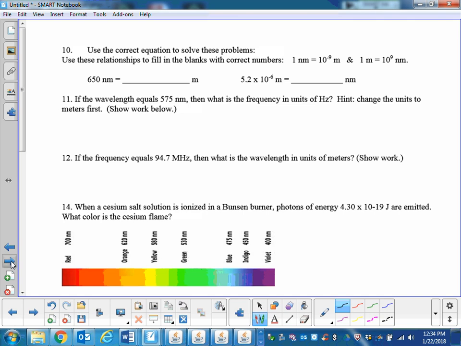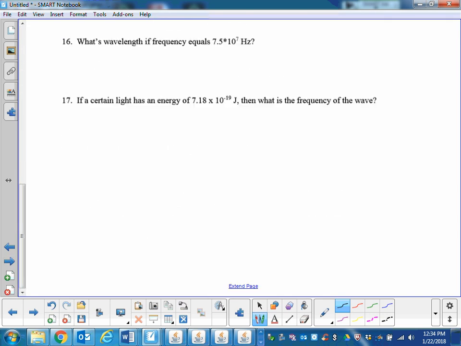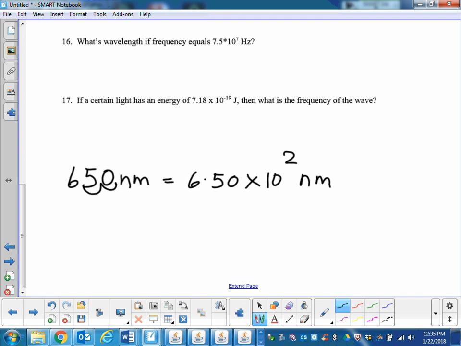Okay? So, maybe I should do it at the bottom so that you kids can actually see this really clearly. Alright? 650 nanometers. Can I rewrite this in scientific notation as 6.50 times 10 to the 2 nanometers? Is it written in scientific notation? Is that right? Have I moved the decimal over 2 places? Am I multiplying it by 100? Yes or no? 6.50 times 100 is 650, correct? Everybody good with this?